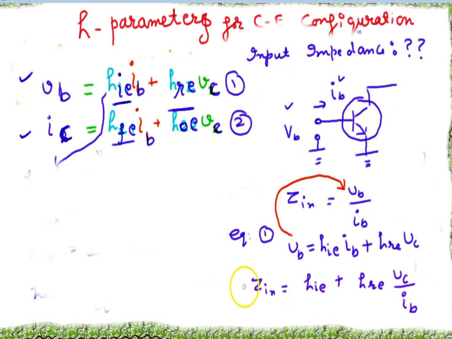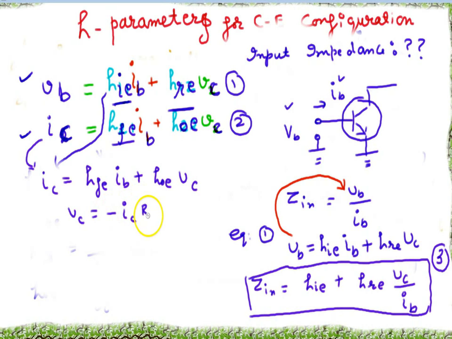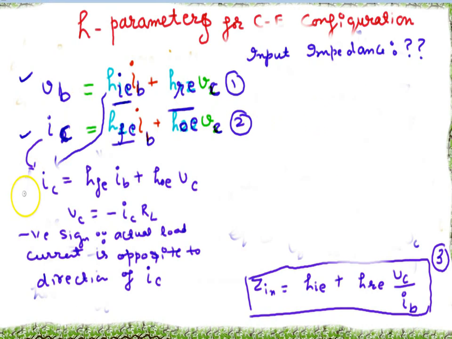Z input impedance becomes equal to this. Now we are using the second equation for IC. Again, written the IC equation. You know the collector voltage is also given by Ohm's law: the output current into the load resistance. Why is the negative sign used? Because the load current is opposite to the direction of the conventional current, which is shown by convention. So that's why we put a negative sign.